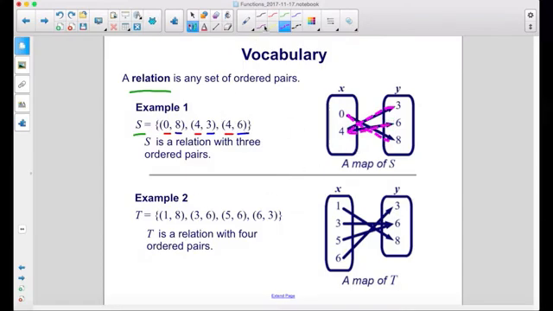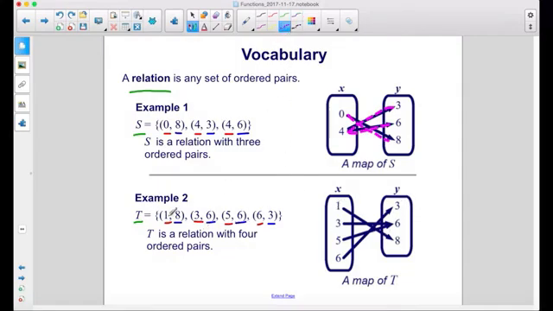In example 2, T is a relation with 4 ordered pairs. The X values are 1, 3, 5, and 6. And we have Y values of 8, 6, 6, and 3. And then we also have them mapped.